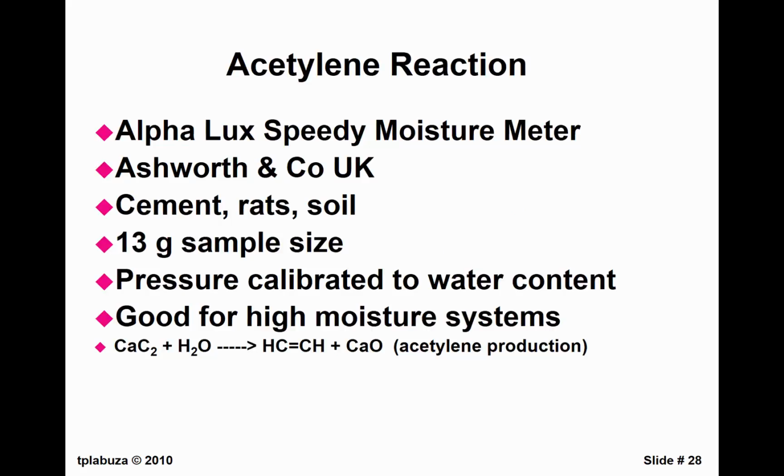Here's my favorite one, the Alpha Lux Speedy Moisture Meter, from a company in England, and it's used for measuring the moisture content of cement. Why would you want to do that? To determine the strength of the cement when it cures? Well, not the strength, but for a given outside temperature, if you pour cement, there's a very specific amount of moisture you don't want to go above, otherwise it'll never set, especially when pouring cement in winter. In Minnesota, at some point you don't do that anymore.